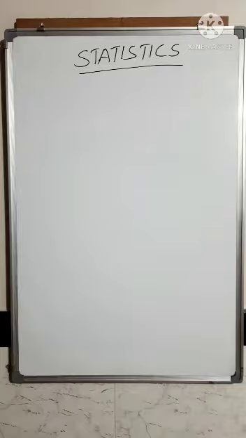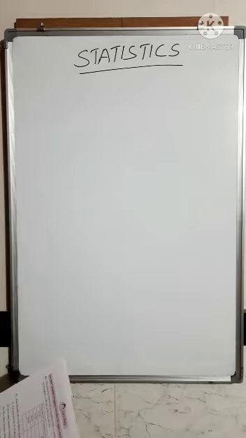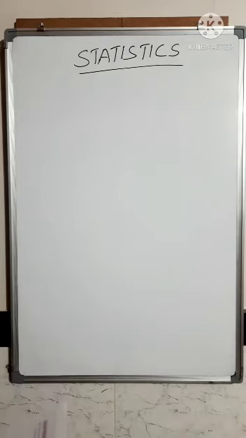Welcome students. Today we are going to learn another concept in statistics, that is finding of cumulative frequency. Cumulative frequency is of two types: less than cumulative frequency, less than the upper class limit, or the other one, cumulative frequency more than or equal to the lower class limit. So we'll see what is this less than cumulative frequency or more than cumulative frequency.